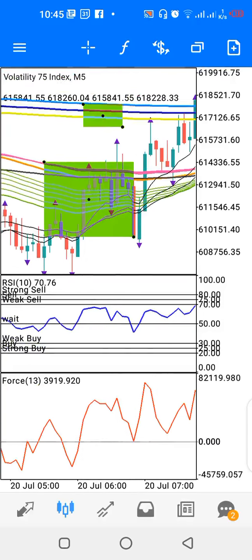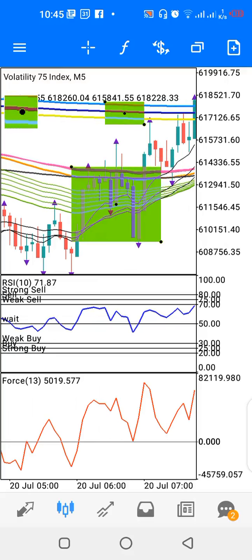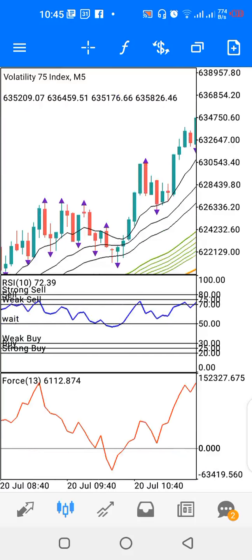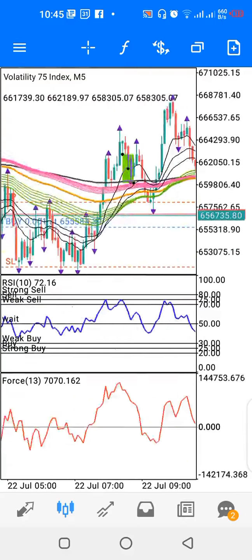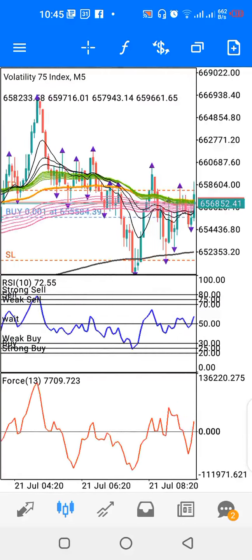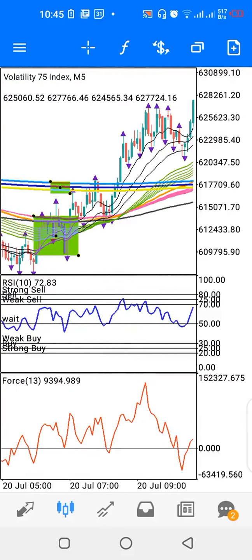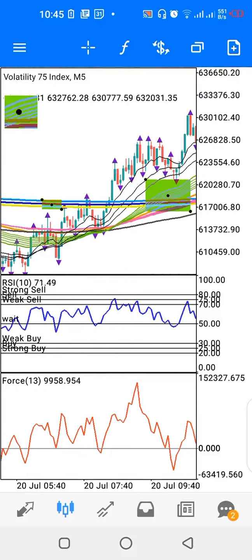But if all these lines cross up above these three lines, then you have a bullish trend, like what we have around here. You can see what happened around here. That's bullish. Let me take us back there. What we have around here is a typical example of a bullish trend development.